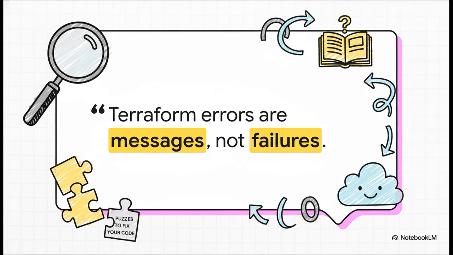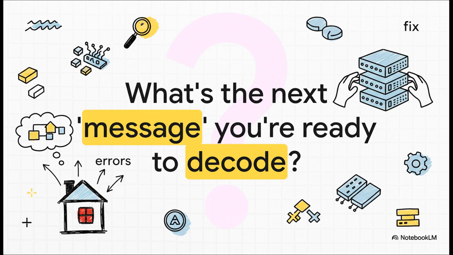And that's really what I want you to take away from all of this. Every single error you see is just a message. It's a puzzle that you get to solve. It's Terraform talking to you, giving you clues to help you fix your code. It is not a judgment. It's just information. With this new mindset, you're not hitting roadblocks anymore. You're just decoding messages. So the next time you see that wall of red, you'll know exactly what to do. The only question left is, what's the next message you're ready to solve?